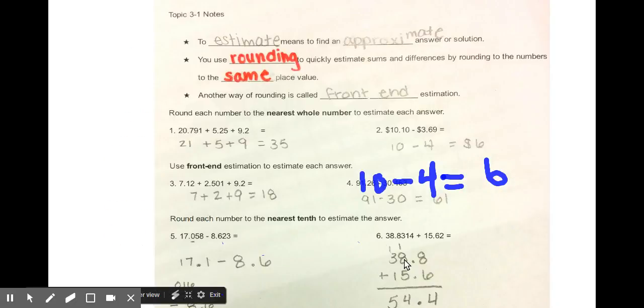And then if you look here, if you set them up, make sure the decimal places are aligned, and then you would go from right to left. So 8 plus 6 would give you 14. So you add the 1 up here, and then drop the 4 below. Bring down your decimal. Now we have 8 plus 5 plus 1, which again is 14. So you put the 1 up here, drop the 4. Now we have 3 plus 1 plus this other one, which gives you 54.4.